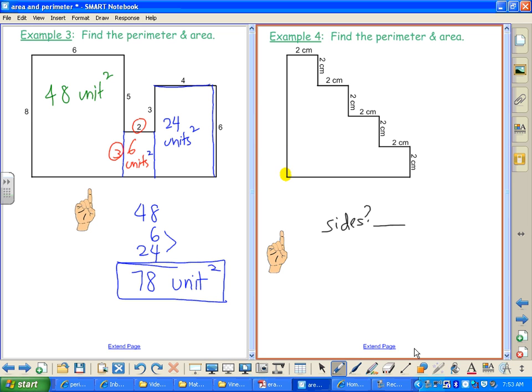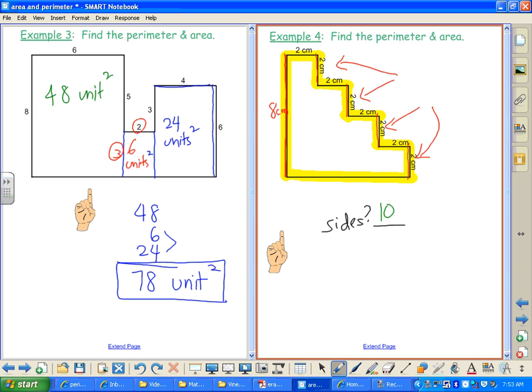Let's count up the sides. That's 1. That's 2, 3, 4, 5, 6, 7, 8, 9, 10. There's a total of 10 sides. Okay, 10 sides. What's my perimeter? Well, I'm trying to look for this length here, right? If that's a 2, that's another 2, that's another 2, that's another 2. These 4 are going to make up the length of this one line here, if you can see that. So that's really 2, 4, 6, 8. This is going to be 8 centimeters.